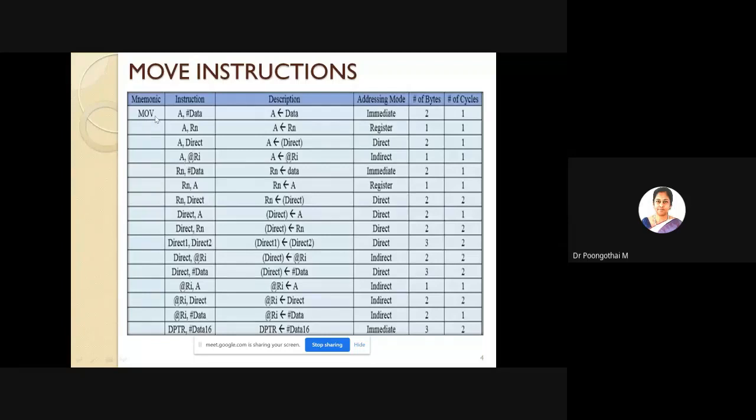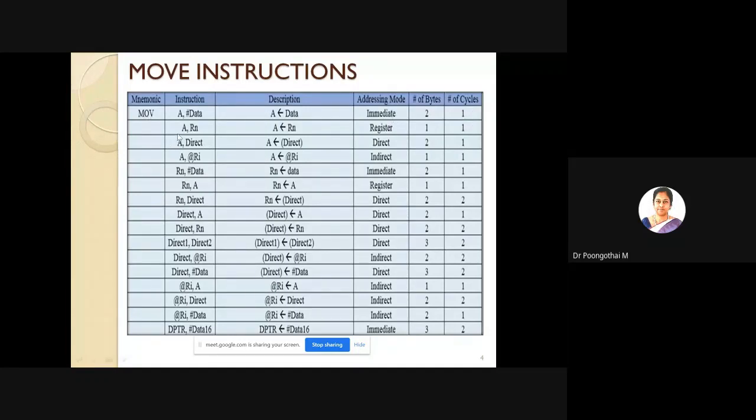The first instruction, MOV A, #data. Using this instruction, we can move 8-bit data from source to destination. We are copying the data from the source operand to the destination operand. Here your destination operand is the accumulator. So this is the description: the data is copied into the accumulator after execution of this instruction. Addressing mode: immediate addressing mode. It takes 2 bytes of program memory, and 1 machine cycle is required to execute this instruction.